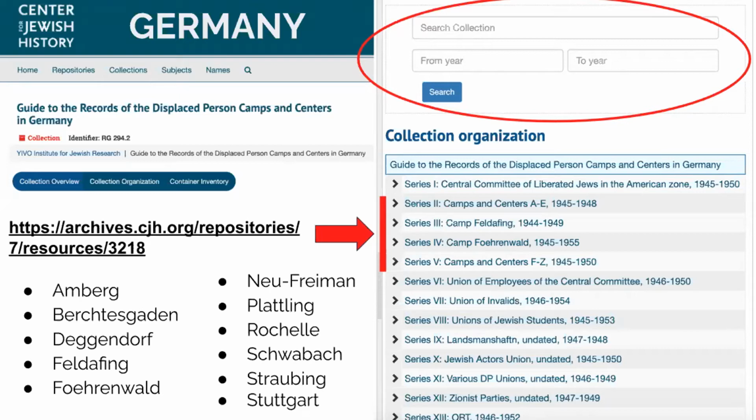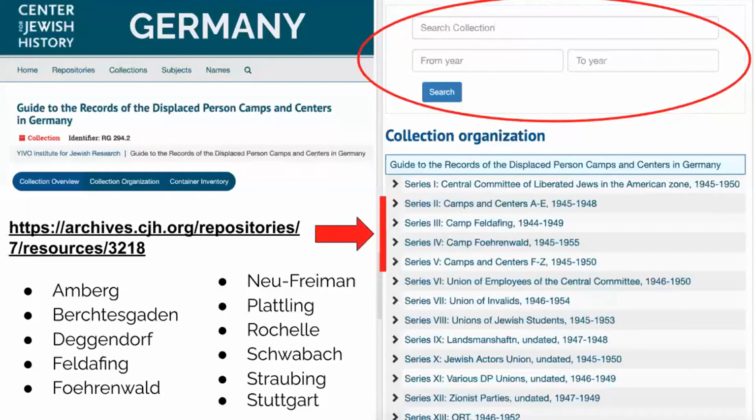Comprising almost 300 folders, these materials give a detailed picture of a Jewish DP camp, its administration, economy, cultural life, and political activities. Another large camp archive is that of Camp Vohenwald, Series 4. Substantial quantities of records exist also for Camps Lampertheim, Landsberg, Rochelle, Schwabach, and in the British zone, Bergen-Belsen.